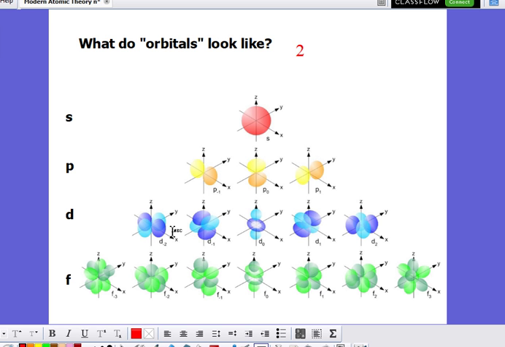And the D actually has 4 spaces, and then the F. But I want to make it clear that each of these can only hold 2 electrons. So you could put 2 electrons in here, 2 electrons in here, 2 electrons in this shape, and then you keep that going. Each of these can only hold 2 electrons. We'll keep going all the way across.